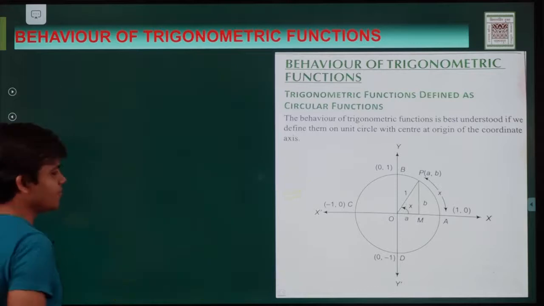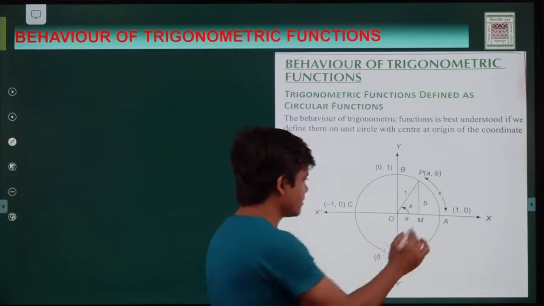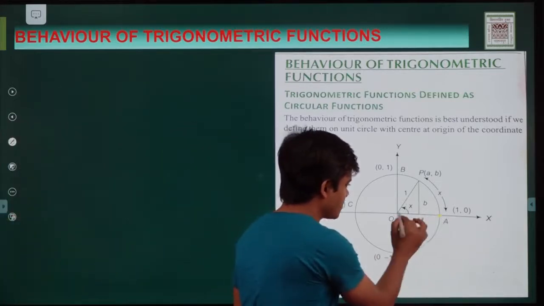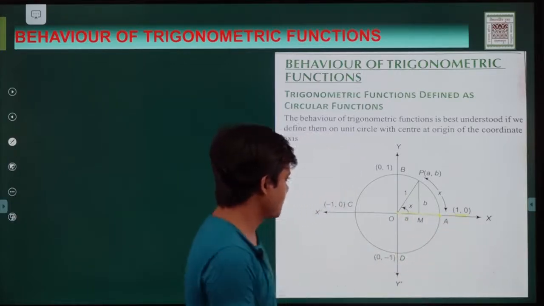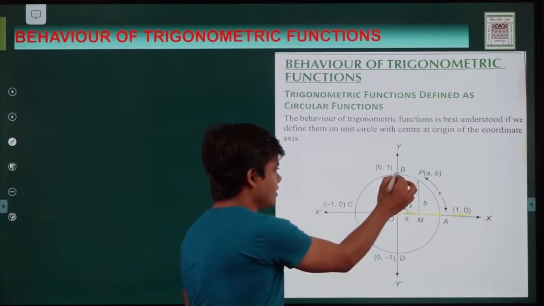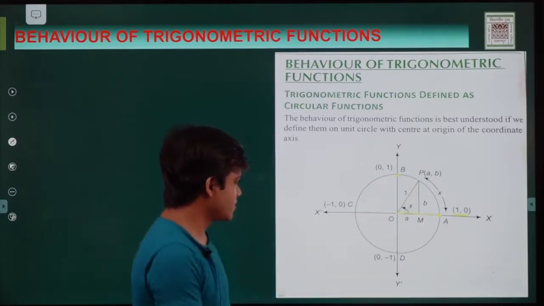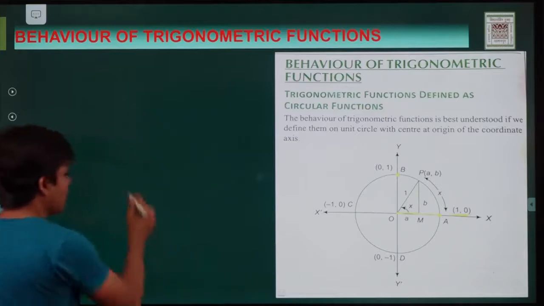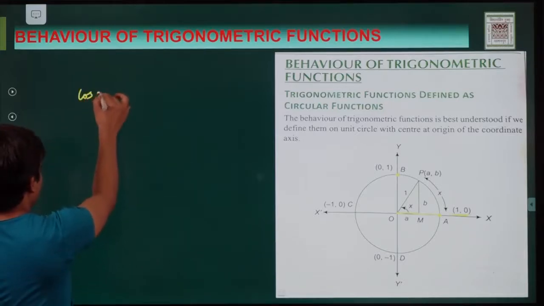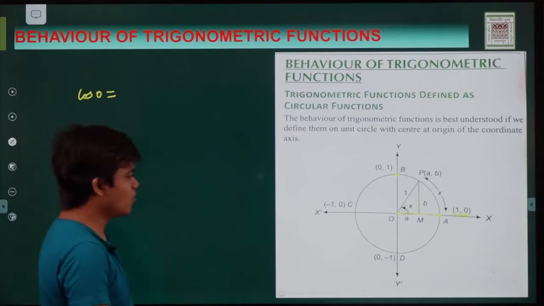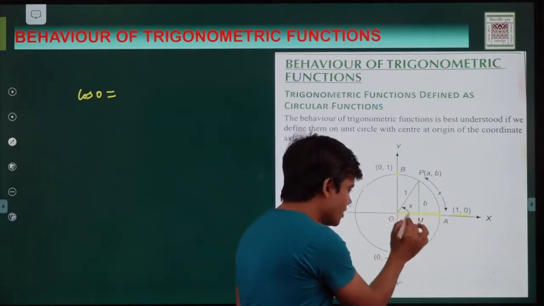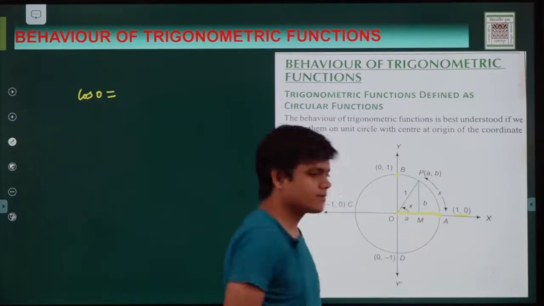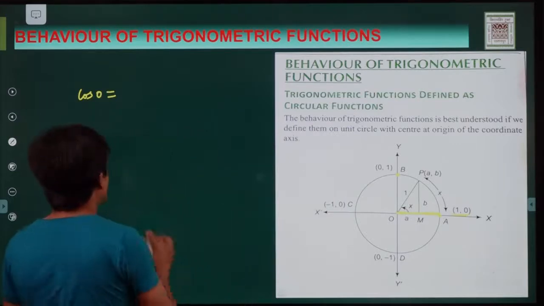All right, so now we observe from here that this is our point 1 comma 0, and this is certainly 0 comma 1 and so on. If I ask you about cos 0, what will it become? Here we can see our base and hypotenuse coincide. So cos 0 will become 1.